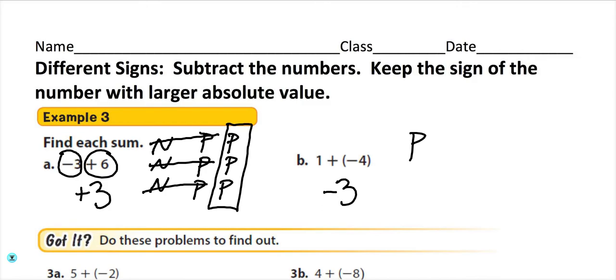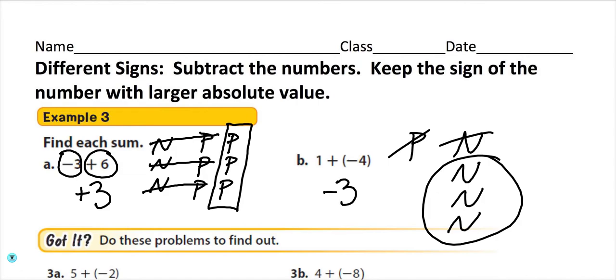Here's 1 for me. Here's 4 for you. My guy takes out your guy. How many are left? 3 of the negatives, all right? So draw the pictures if that helps you. So let's go over the thing again. The song goes, same signs, add and keep, different signs, subtract. So different signs, subtract, keep the sign of the larger number, and then you'll be exact.